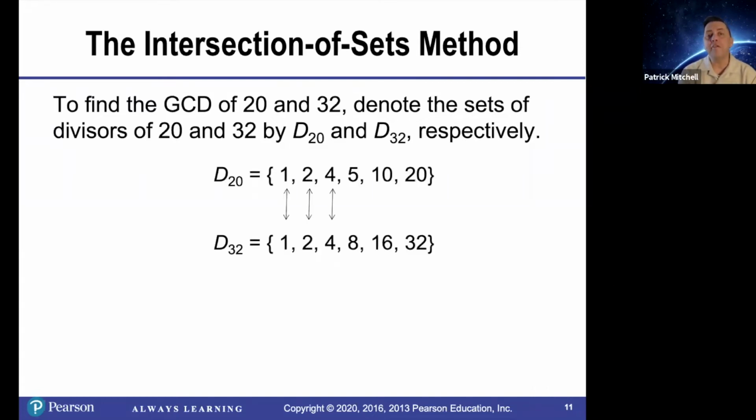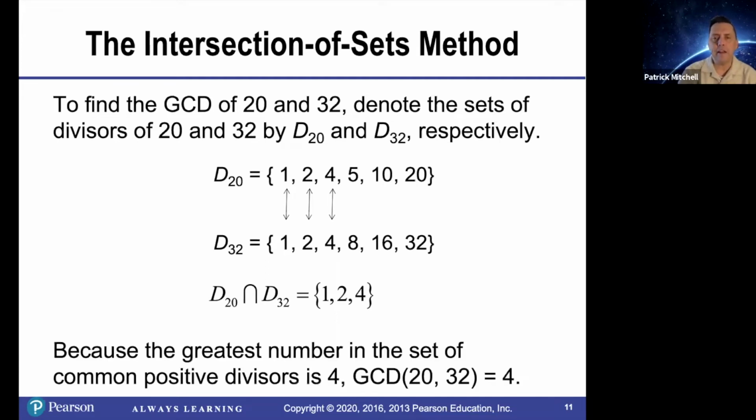The divisors of 20 are 1, 2, 4, 5, 10, and 20. The divisors of 32 are 1, 2, 4, 8, 16, and 32. And you can see that the intersection of those sets is 1, 2, and 4. And the greatest element in that set is 4. Therefore, the GCD of 20 and 32 is 4.